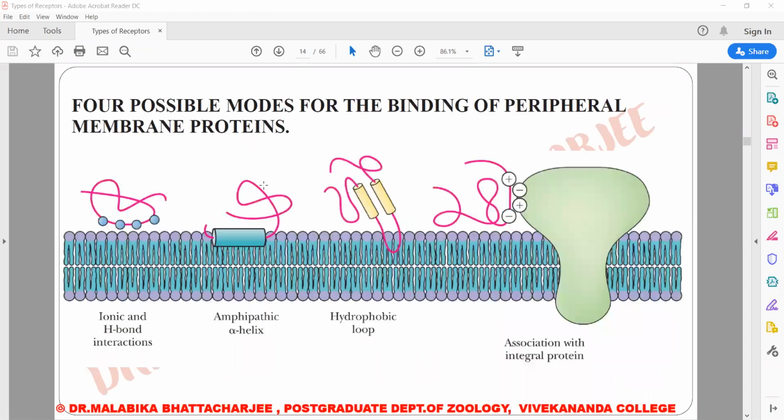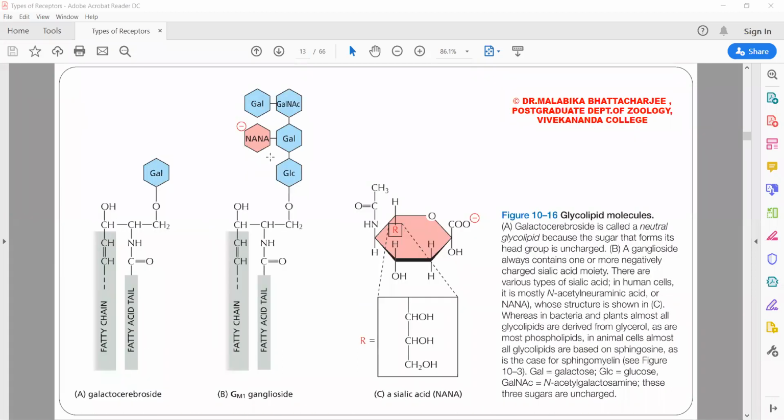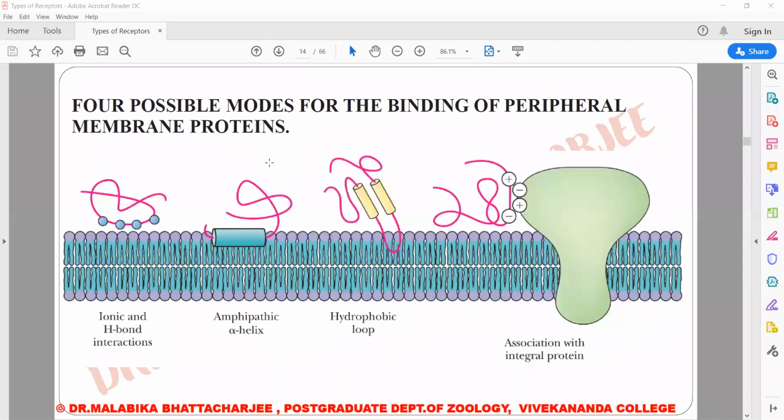And now, we have seen how glycolipids, or the carbohydrates, are attached to the membrane lipids. Now we are moving on to the proteins. As I said at the beginning, proteins are of two categories. One is the peripheral, and the other is the integral. The peripheral proteins remain attached to the surface, either the outer surface or the inner surface. But the integral membrane proteins penetrate through the membrane.